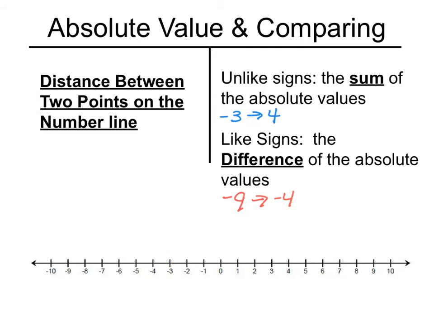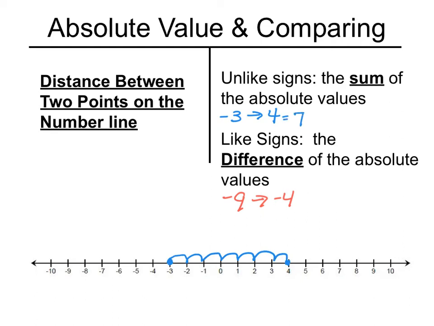Okay, something else that we can use absolute value for is to find the distance between 2 points on the number line. So if we have unlike signs, we would find the sum of the absolute values to find the distance between 2 points. So I have an example. I have -3 and 4. How many spaces are there between -3 and 4? So we can use our number line and plot the points -3 and 4 and count. There are 1, 2, 3, 4, 5, 6, 7 spaces.